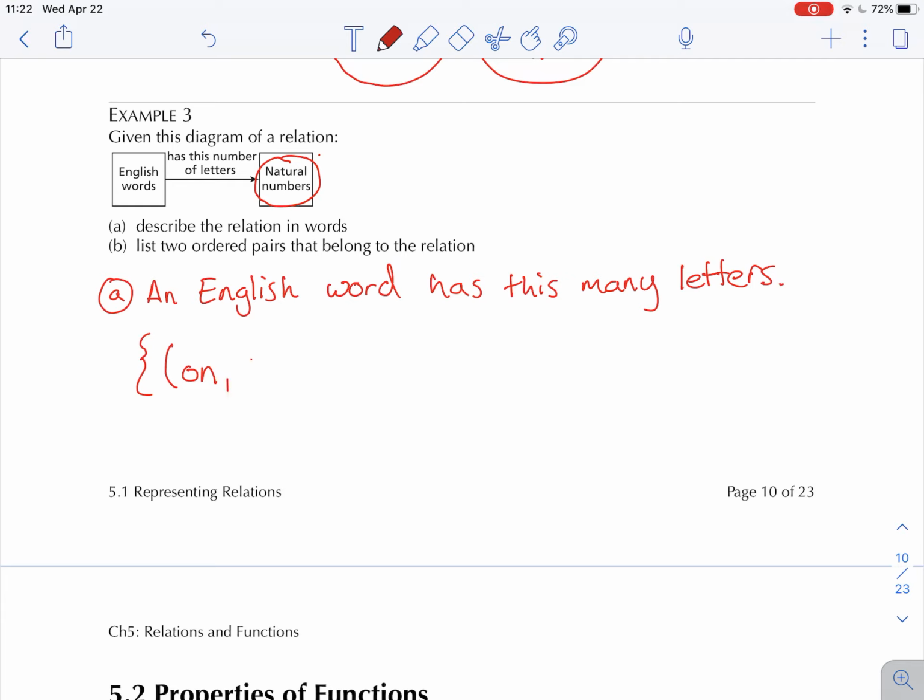So we're going to list 2 ordered pairs. First word, on. On goes to 2. Why does on go to 2? On has 2 letters in it. 2 goes to 3. Why does 2 go to 3? Because 2 has 3 letters in it. It's an English word. Our domain value, an English word, has this many letters in it. There's our range value.